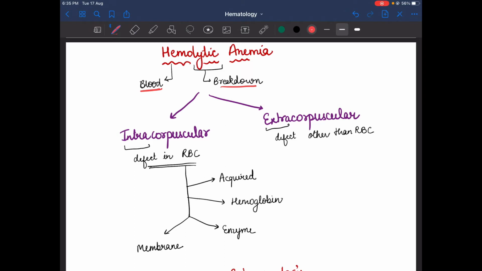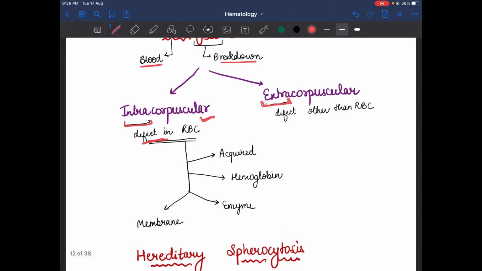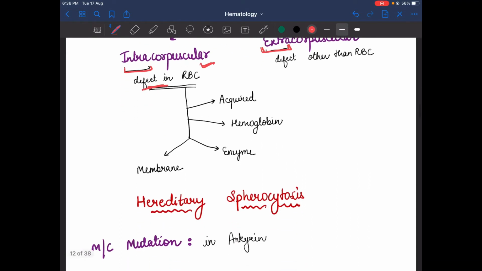Now hemolytic anemia may be of two types. It may be intracorpuscular or extracorpuscular. Intra means inside, meaning there is a defect within the RBC. So intracorpuscular means a defect in the RBC, and extracorpuscular means outside, so there is a defect other than the RBC. Now what were the causes of intracorpuscular hemolytic anemia? The causes may be membranous, acquired hemoglobin deficiency, or enzyme deficiency.